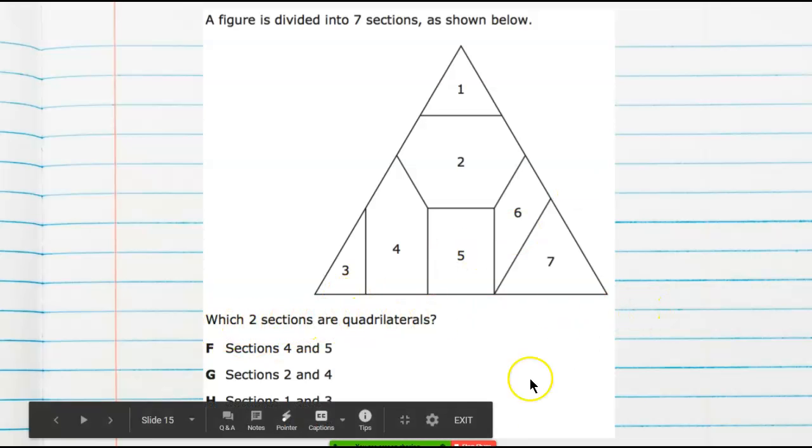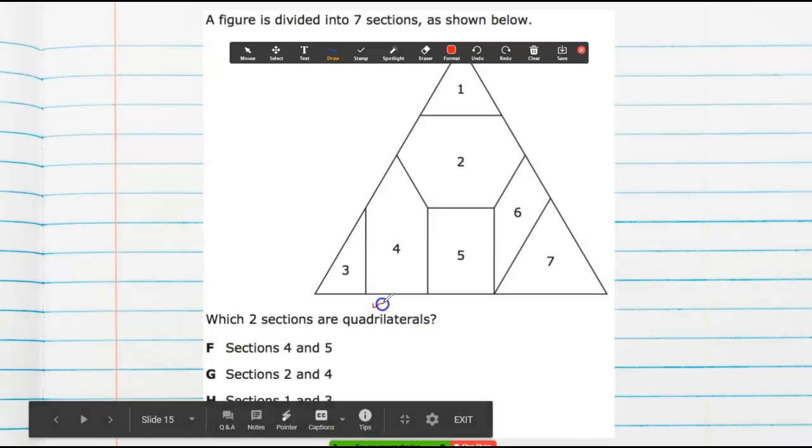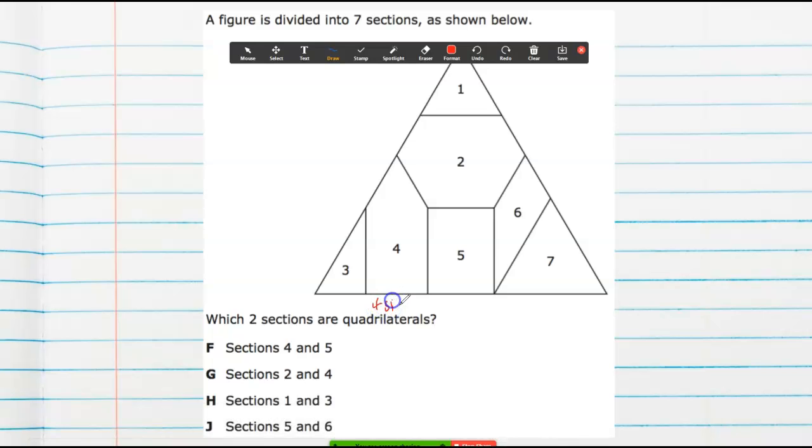Okay, which 2 sections are quadrilaterals? So remember, quadrilateral means 4 sides. So sections 4 and 5. So 4, 1, 2, 3, 4, 5. So section 4 is not a quadrilateral. Section 5, 1, 2, 3, 4. Yes, section 5 is a quadrilateral. But section 4 isn't. Section 2, 1, 2, 3, 4, 5, 6. That's a 6-sided shape. And section 4 we already know isn't.